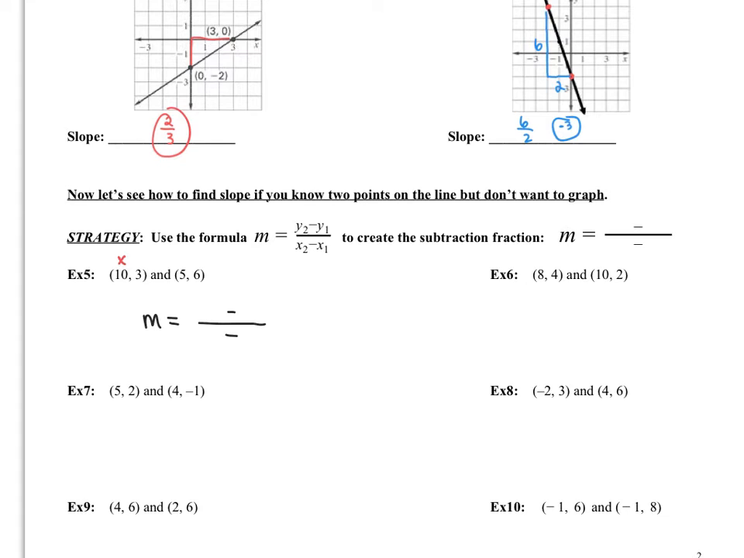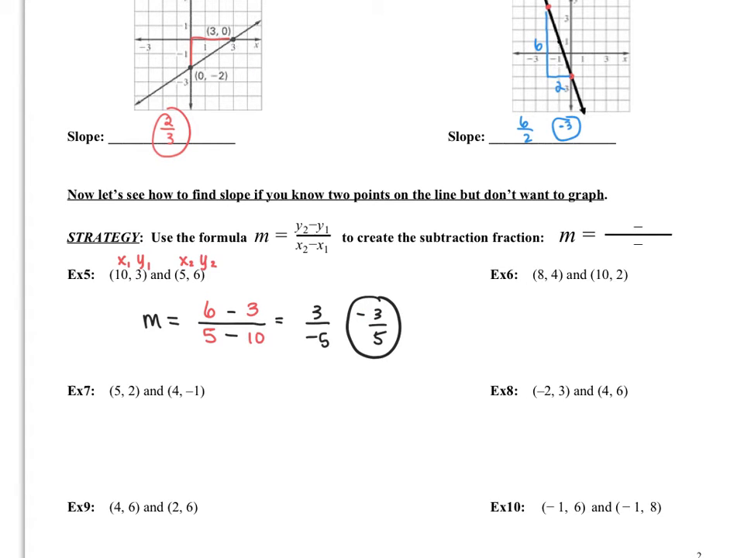The other thing I like to do is I like to label my ordered pairs. So remember, ordered pairs go x comma y. Now 10, 3 happens to come first, so those would get the 1s and these would get the 2s. So in my formula it says to do y2, that would be 6 minus y1, that would be 3 over x2, that would be 5 minus x1, that would be 10. And so then I would just do this math, and so I would get 6 minus 3 is 3, 5 minus 10 is -5, and I would like to write that as -3/5. I just think it looks a little nicer when the negative sign is on the top.